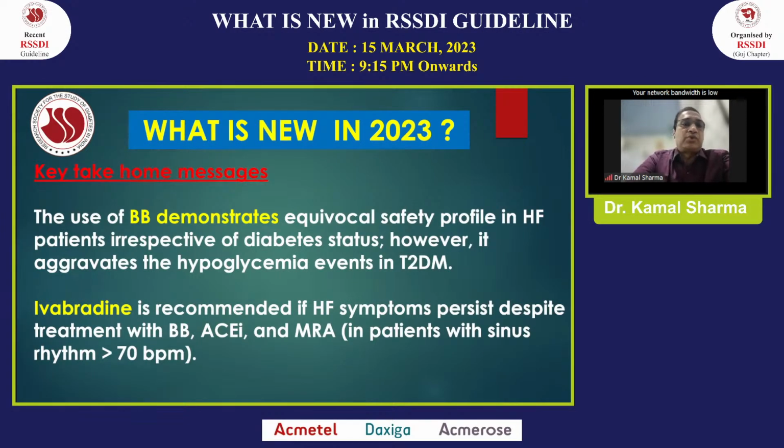Beta blockers have shown good safety, an equivocal safety profile, both in diabetic and non-diabetic patients. However, they can aggravate hypoglycemic unawareness. By themselves they may not cause hypoglycemia, but glycemic unawareness is one of the big issues because it inhibits the sympathetic counter-regulatory response that a patient with hypoglycemia may develop, which can be blunted by non-selective beta blockers. Ivabradine is recommended in heart failure in patients who are symptomatic despite the classical 4 pillars and have sinus rhythm and heart rate more than 70. Next slide.